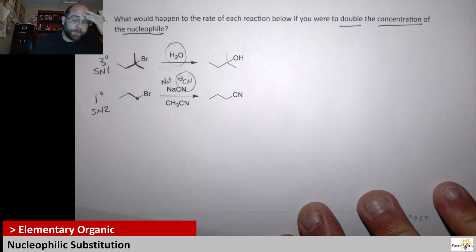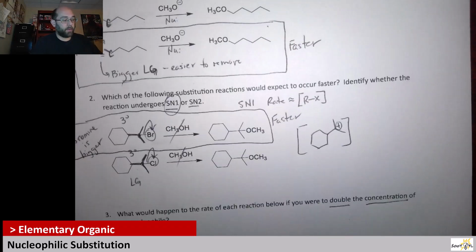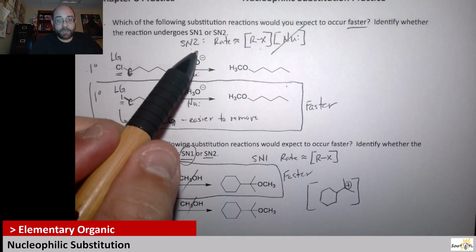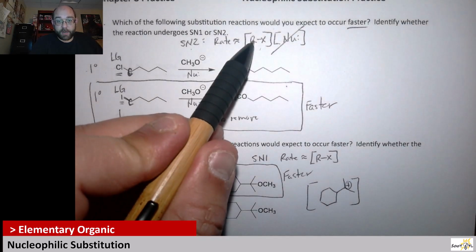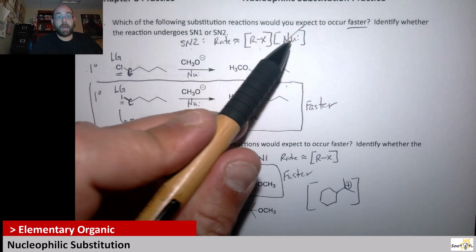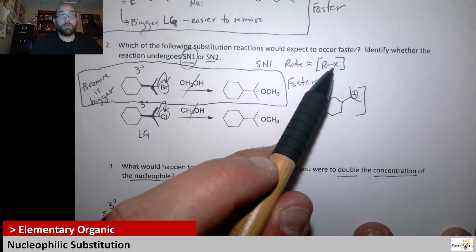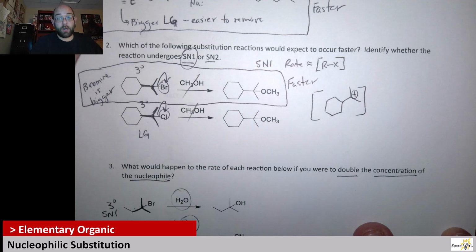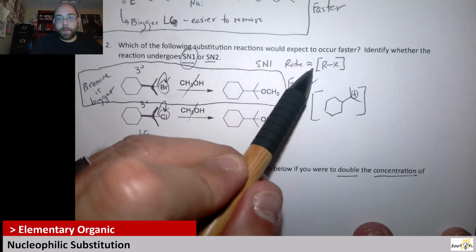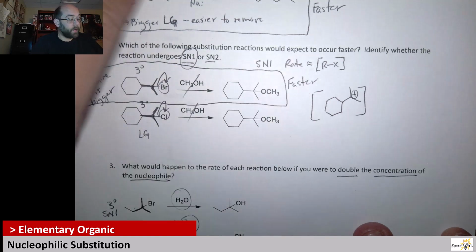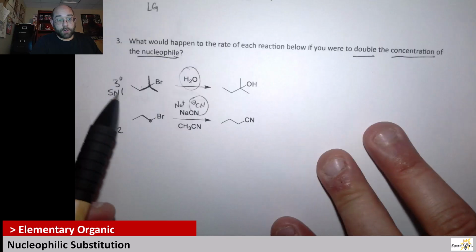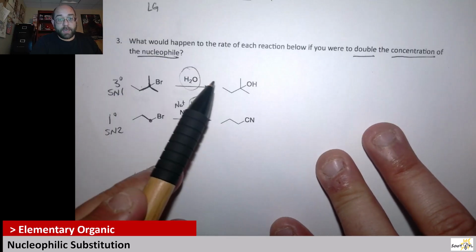All right, now, why did we go through all this process? Identify if it's SN1, identify if it's SN2. Well, because we just talked about here, remember, your SN2 reaction is dependent on both the substrate and your nucleophile. However, in an SN1, your rate is only dependent on your substrate. So what does that mean? If it's an SN1 reaction, we don't care about the nucleophile if we're talking about the rate. So for this one, our tertiary SN1, it doesn't matter.